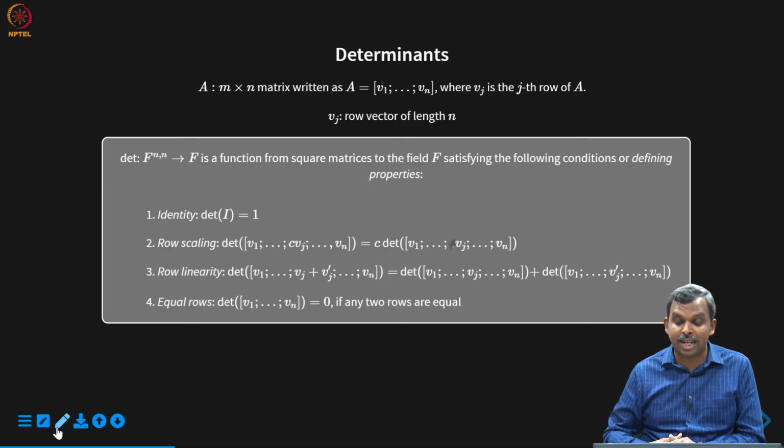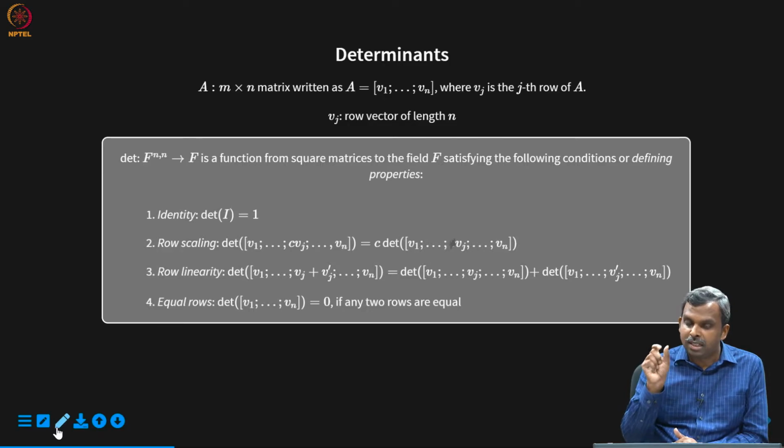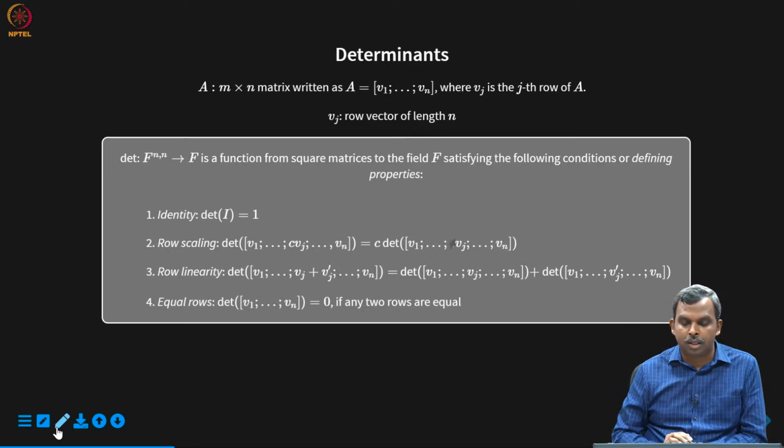Next, it should have this linearity property with respect to the row. What is linearity? Supposing I write the jth row as vj plus vj prime, two vectors that add to give the jth row, then it should be equal to the determinant with vj alone in the jth row plus the determinant with vj prime alone in the second matrix.